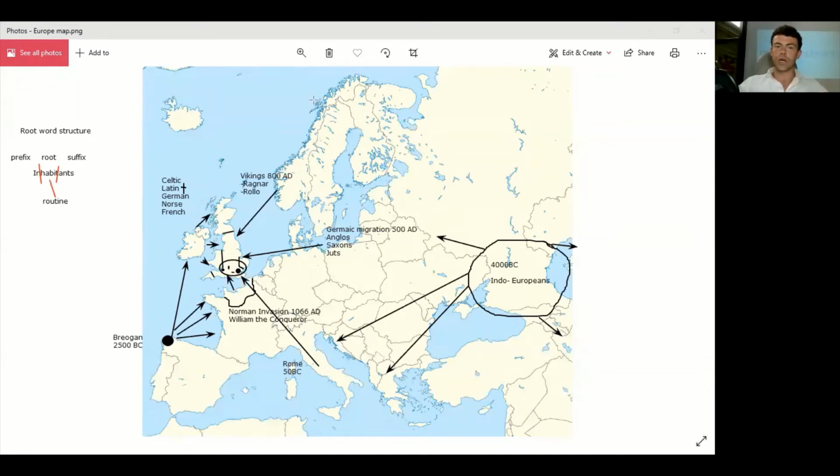Now, let's look at our prefix. Now, in this case, this one's easy. The prefix in has two meanings. It could either mean inside, like into, or a negative of something. In this case, it is inside. Inside of. Right? Great. So now we have the prefix and the root word. The routine inside. And now the suffix ants.